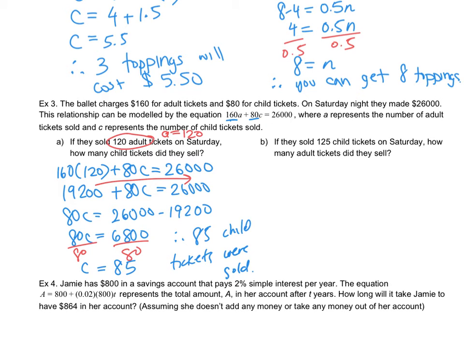And now the next one. Again, remember, these questions are not related to each other, so I don't care about the 120 adult tickets. That's over. Instead, if they sold 125 child tickets, so now we're replacing C with 125, how many adult tickets did they sell? So now it's a blank slate. I don't know what A is, but I know C is 125. So why don't you pause the video here and try to isolate for A on your own, write your therefore statement, and then come back to check your work.